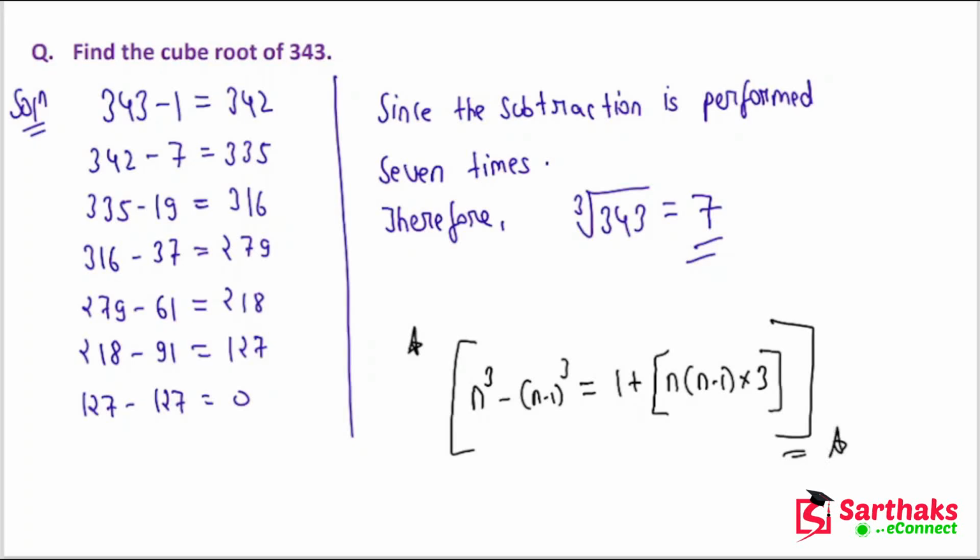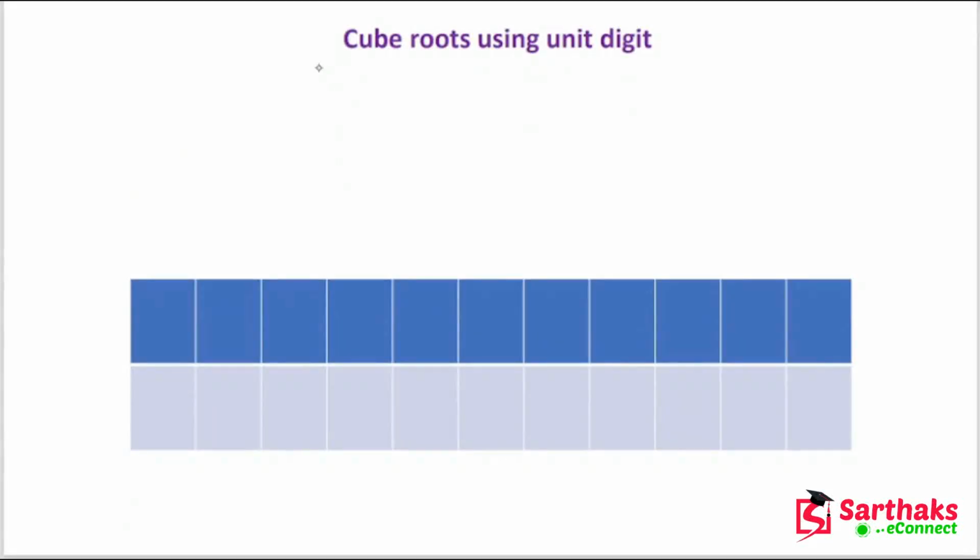Okay, now let us talk about the second method for calculating cube roots, and the second method is cube root using unit digit. Now what does this method actually say? So we'll talk about it. So this method, basically what it does, we have already seen this type of method in square roots also.